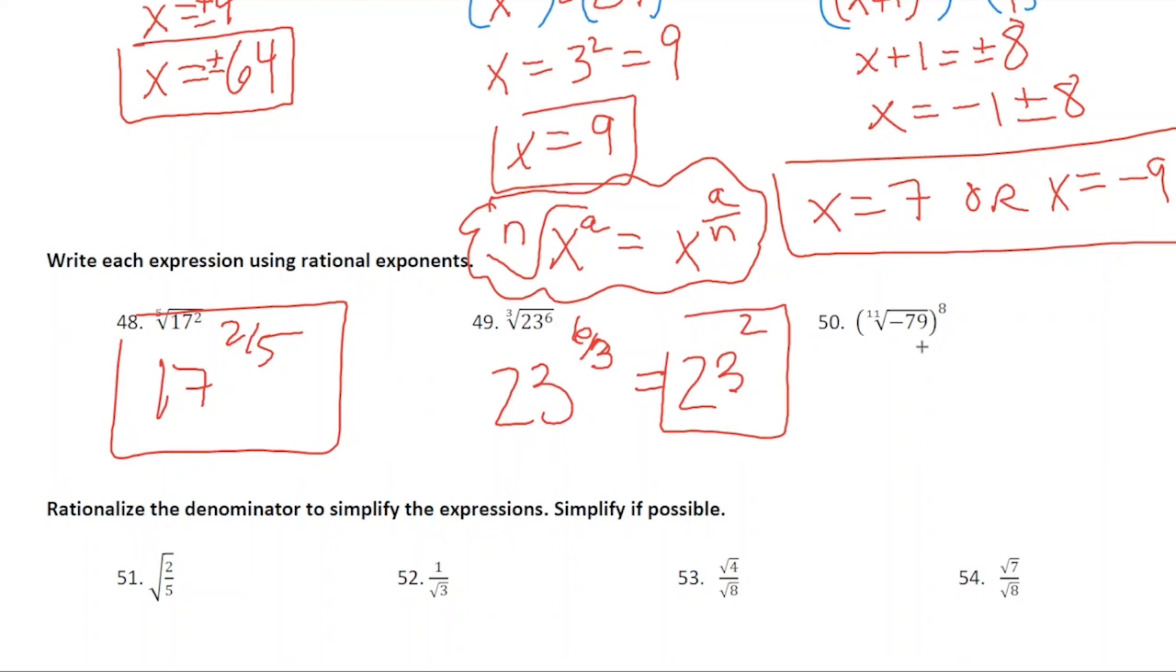Number 50, we've got negative 79. Make sure to put that in parentheses because it's negative, and we want the negative to stay with the 79. To the power of 8 over 11. That's it. Not much to say about these problems. Let's just try to fix that. 8 over 11.